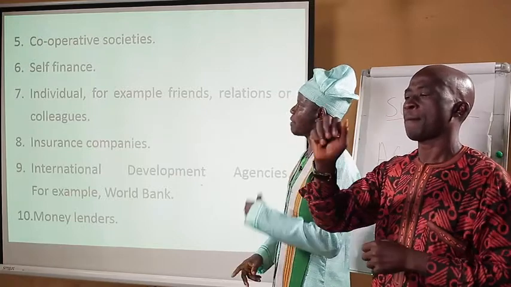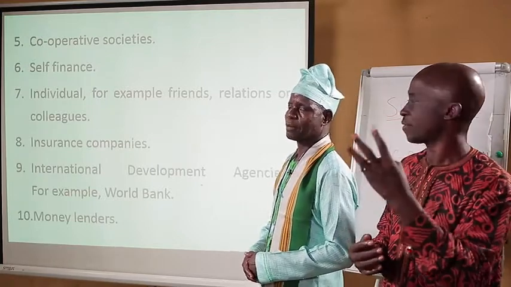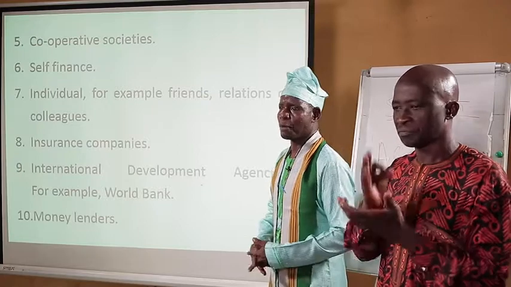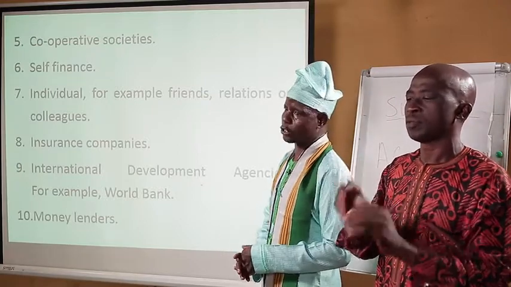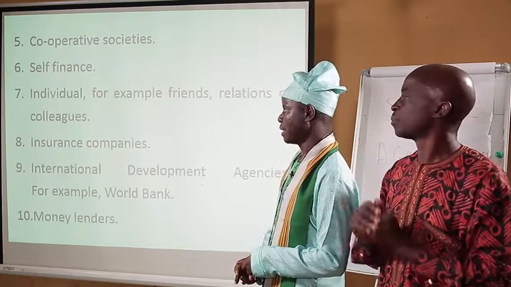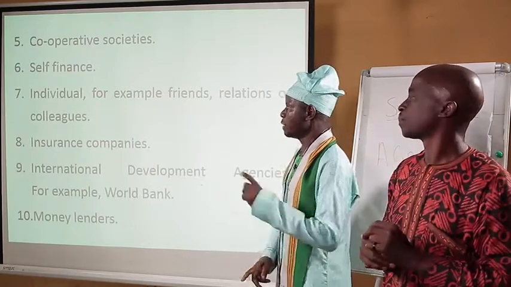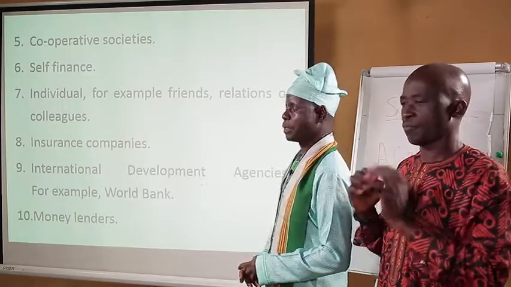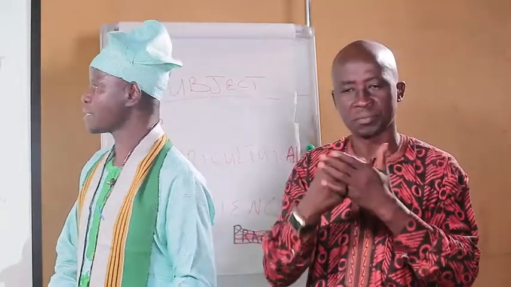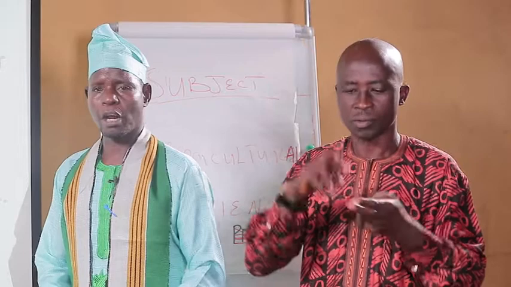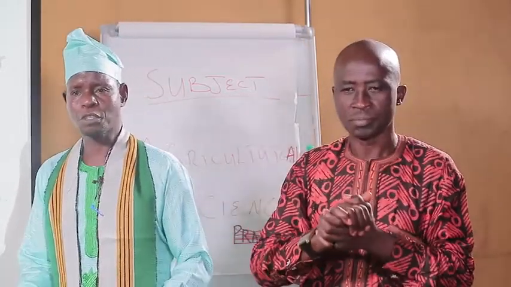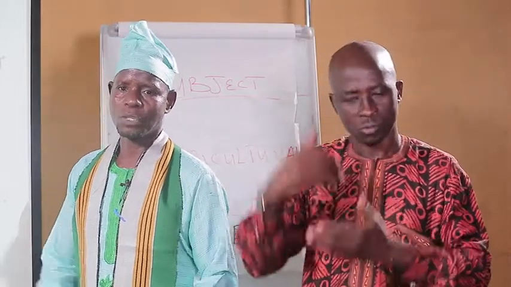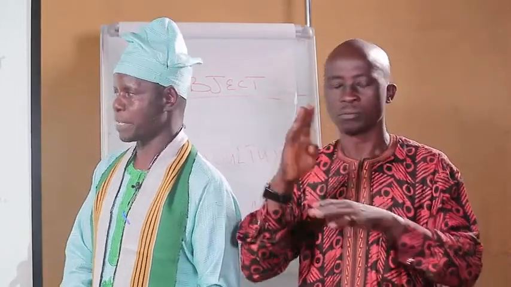Then number 6, we have self finance. From your salary, from your earnings, you can take this and put it in agricultural business. Number 7, from individuals. For example, you can get the money from your friends, relations, colleagues, from your wife, from your husband, from your son or your daughter to start agricultural business.